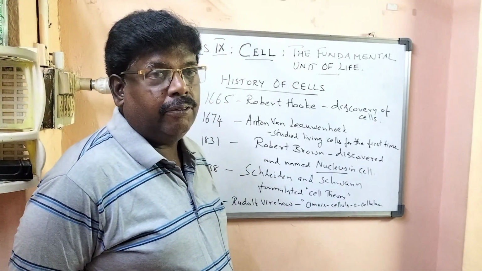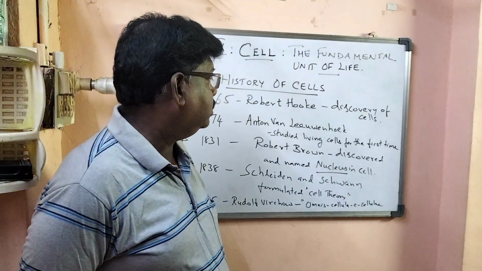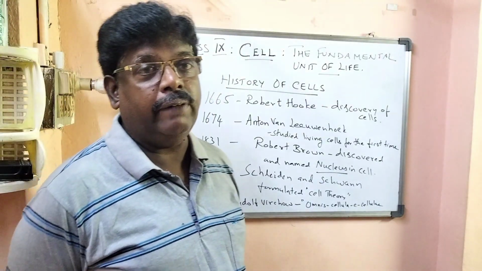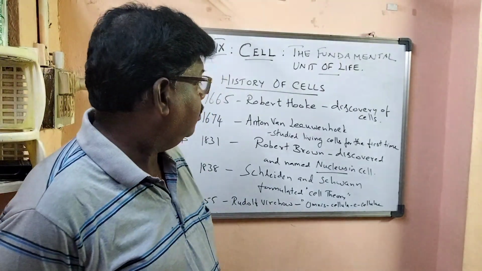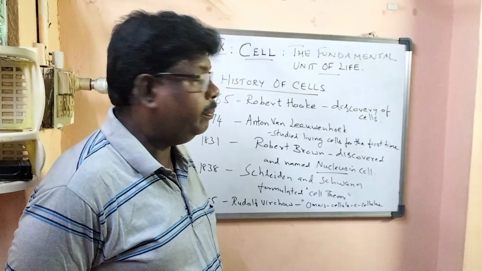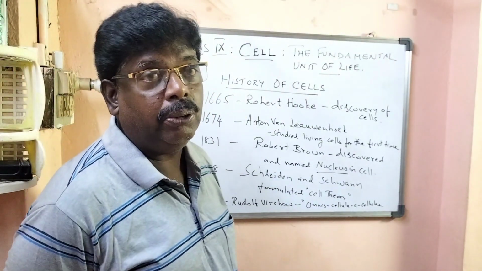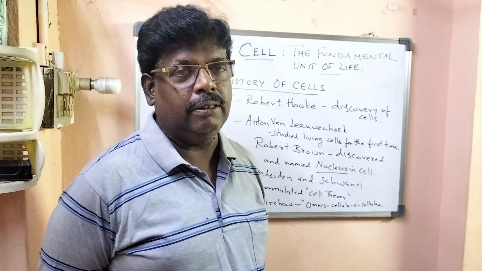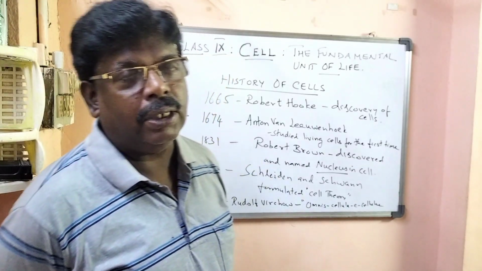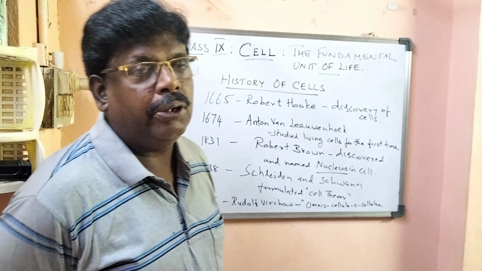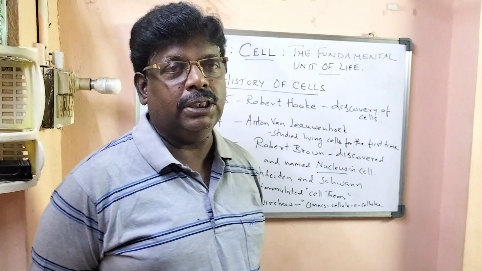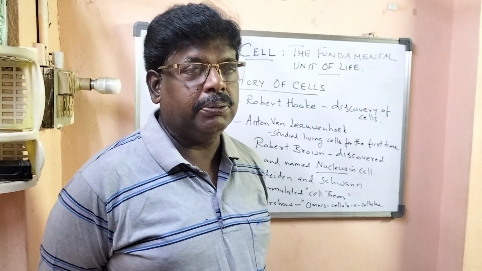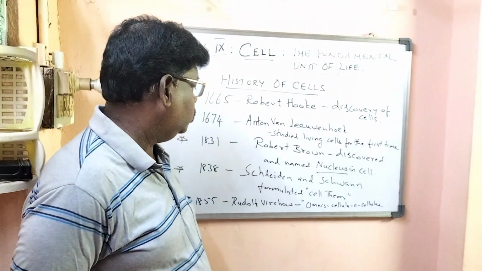Then in 1674, Anton von Leeuwenhoek studied the living cells. Then in 1831, Robert Brown discovered the nucleus inside the cell. The nucleus is a very important component of the cell. It controls and coordinates all the functions of the cell. So that nucleus was discovered by Robert Brown.